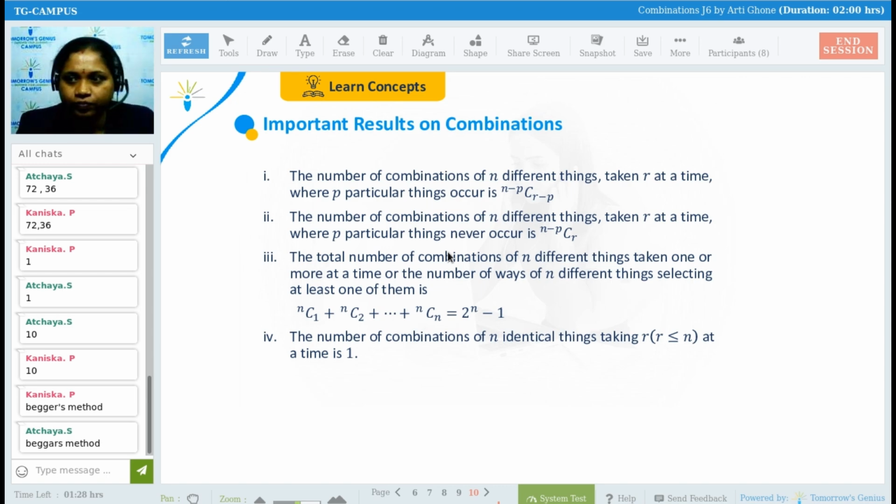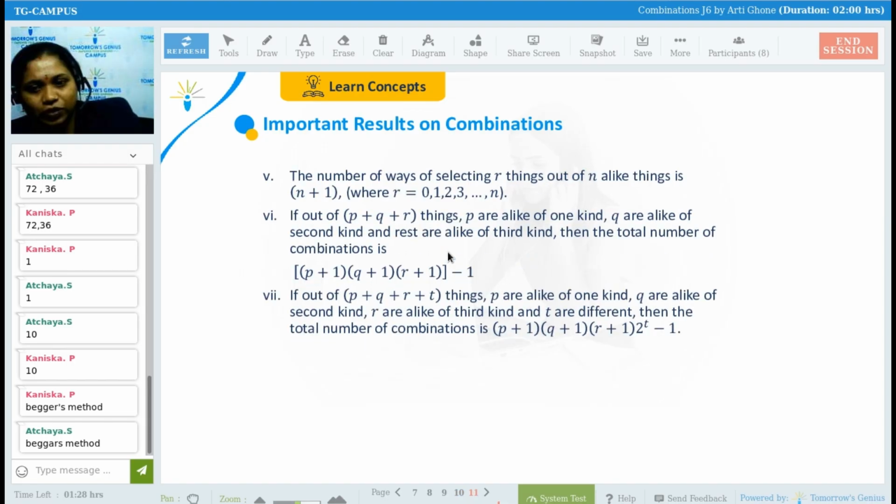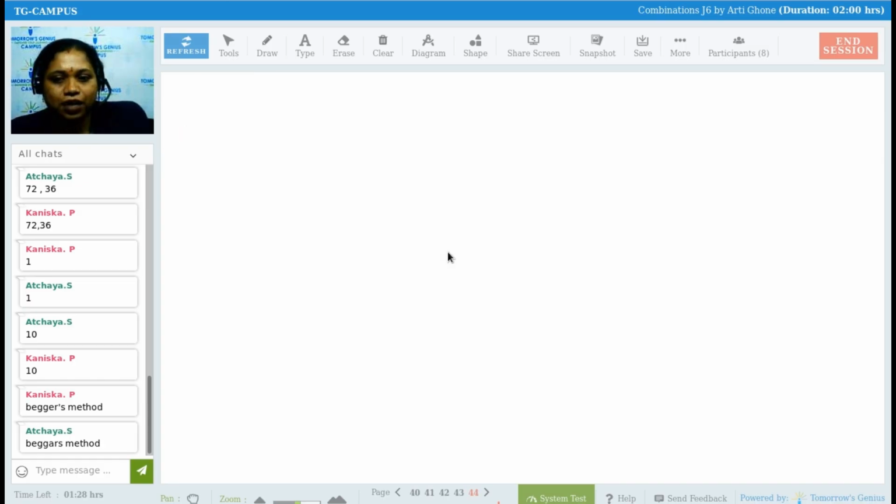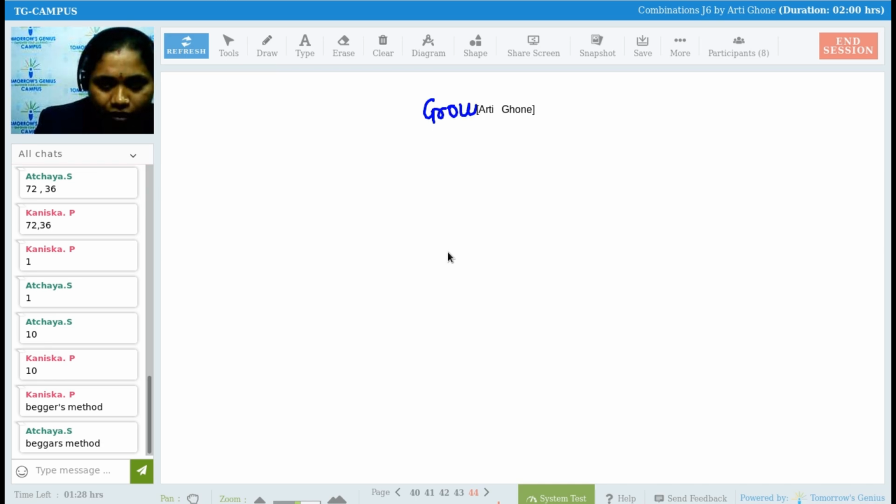Now, I'm just reading it one by one. The number of combinations of n different things taken r at a time and p particular things occurs is (n minus p)C(r minus p). These are some possible results which we have seen last time. Now, I'm telling you a new method of calculation, that is the grouping method. Write down grouping method. This is not incorporated in any of your books, but this is a trick.